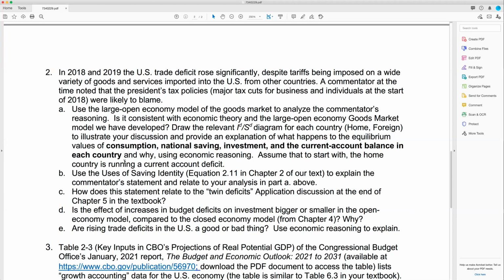So let's start, I'm going to start with B actually, the uses of the saving identity, and then we'll use the graphs. So I'm going to switch, change screens, and share it.